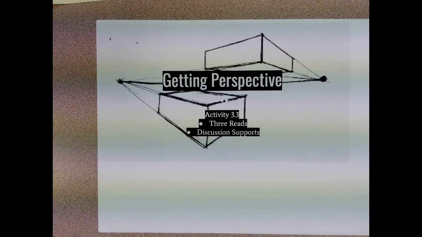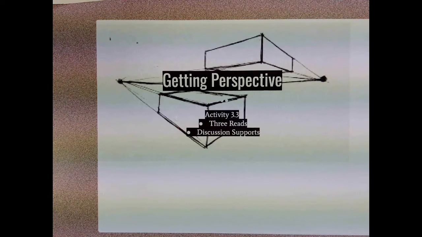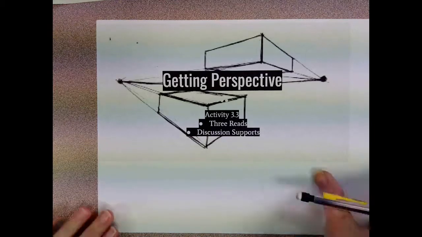Hi guys, Mrs. Wallace here. We're going to be doing the second activity called Getting Perspective. If you have a ruler, it would be very helpful, or you can keep using a little piece of paper, a sticky note, or an index card, something to use as a straight edge. But I'm going to use a ruler.